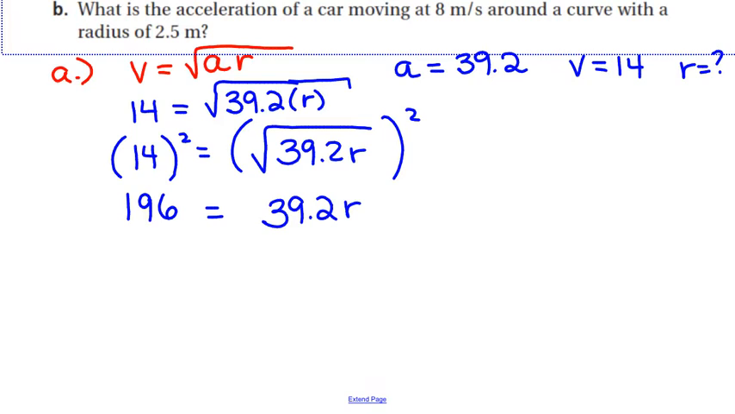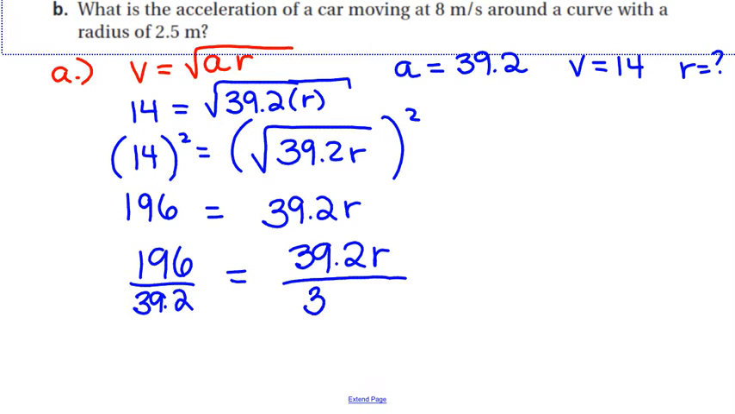Now we're going to go ahead and undo the 39.2. So we're going to divide both sides by 39.2 to get the R, the radius, by itself. So the 39.2s will cancel. We use our calculator. 196 divided by 39.2 is 5. So the minimum is going to be 5 meters for the radius of the curve.